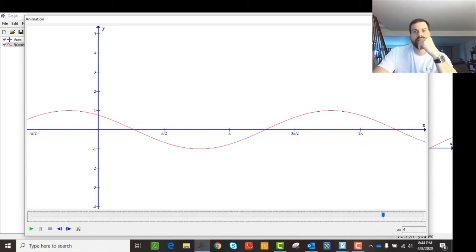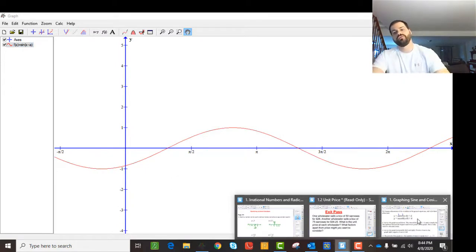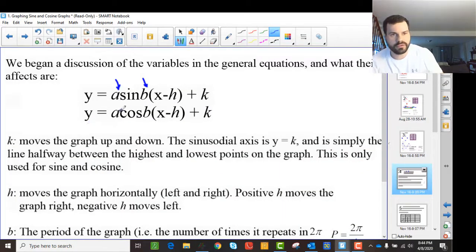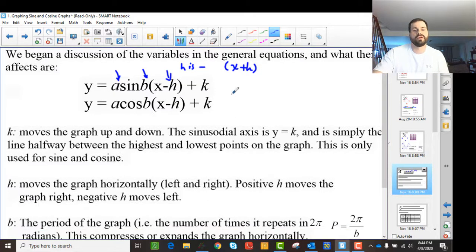However, that means that in the equation itself, if you look back here, it's minus h. Okay, so just understand this. If it's minus h and h is negative, then in the bracket, it's going to look like x plus h. Okay, there's going to be a plus sign because a minus and a minus make a positive. So that's what h does.